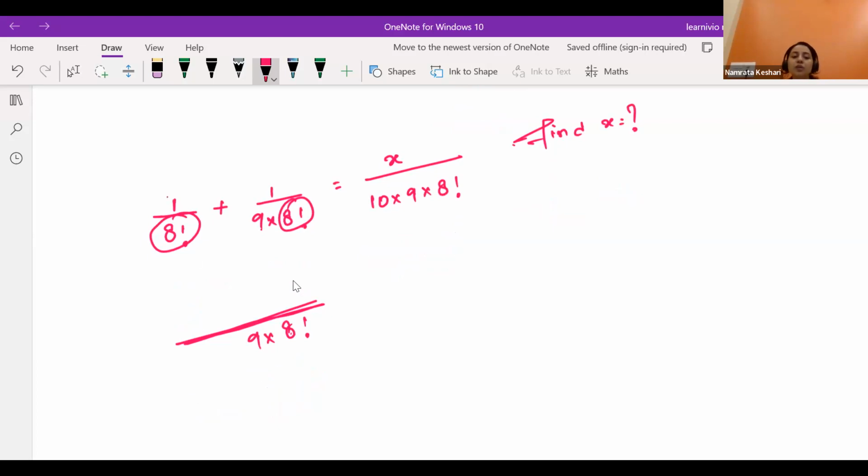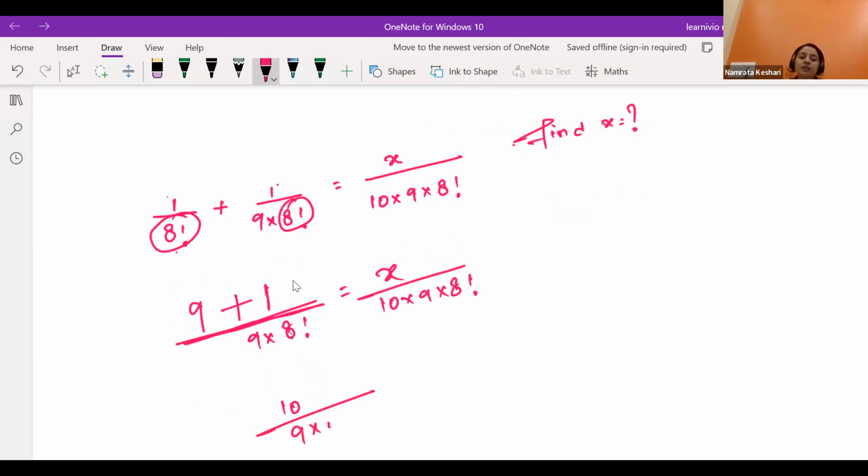Now here in the numerator, what will be there? So 8 factorial we have written, 9 will be there. Here in the numerator, what will be there? Nothing, just 1 will be there. x by 10 into 9 into 8 factorial. Here we'll be having 10 by 9 into 8 factorial.